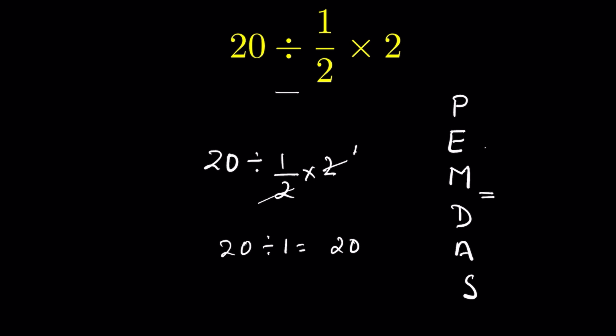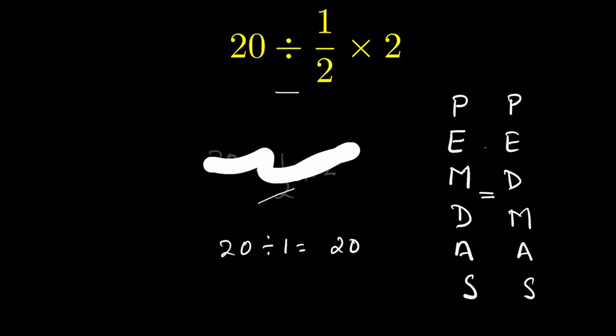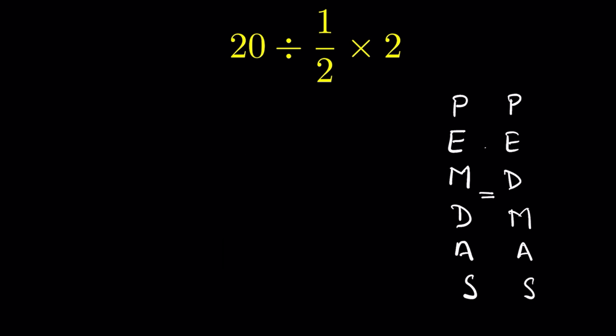But what if you follow PEMDAS, in which parenthesis, exponent, D is written first and then we have M. So division, multiplication, addition, subtraction. This is also the same rule for order of operation. In that case, we will do division first. So 20 divided by 1 upon 2 means 20.